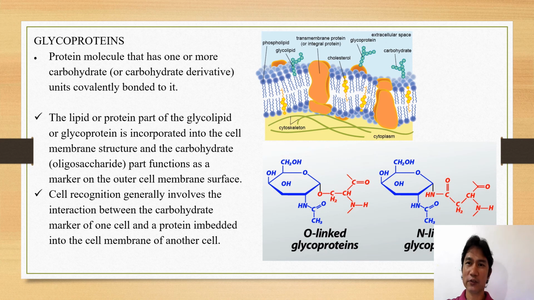Then we have glycoproteins. These glycoproteins are actually abundant in the extracellular space on the surface of the cell. A glycoprotein is a protein molecule that has one or more carbohydrates or carbohydrate derivatives covalently bonded to it. The lipid or the protein part of the glycolipid or glycoprotein is incorporated into the cell membrane, and the carbohydrate part acts as a marker on the outer cell membrane surface. So they are involved in cell-to-cell recognition or cell-to-molecule recognition.